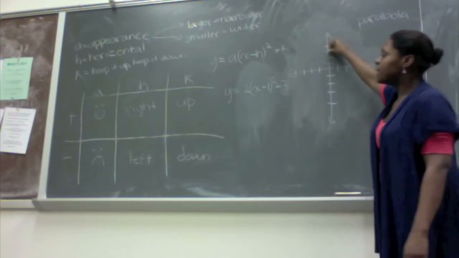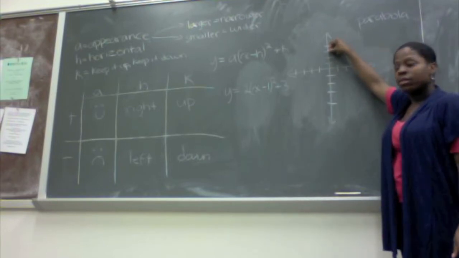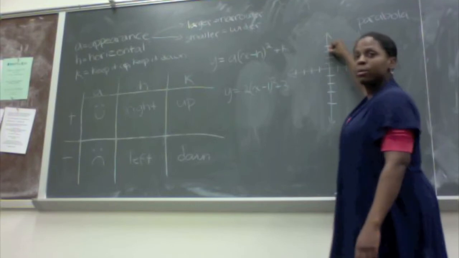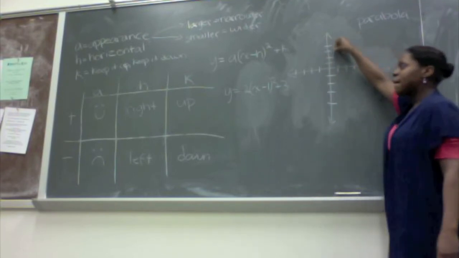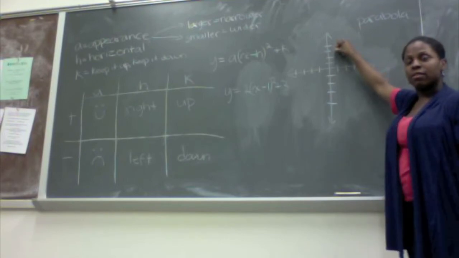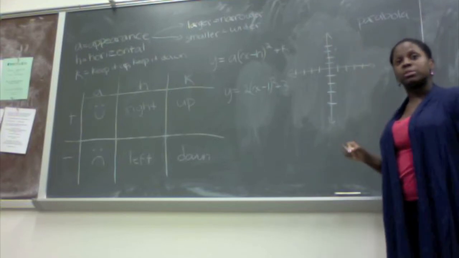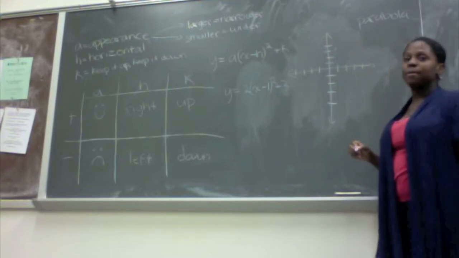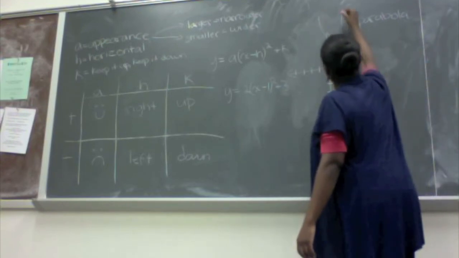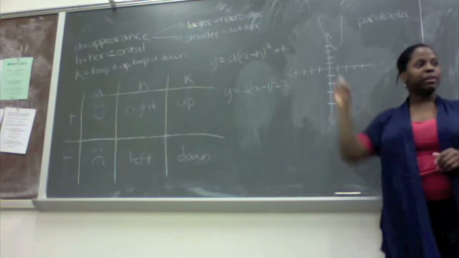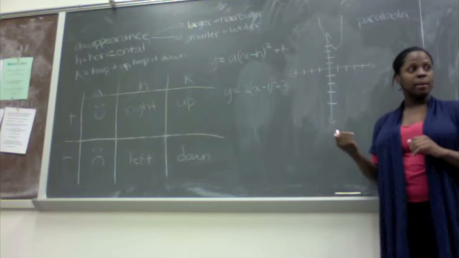So now you're here. So now let's go to h. Is h positive or negative? Positive. Good. So which way would I go? Right 1. Good. So we're here now. So a is positive or negative? Positive. Good. Is it larger than 1 or smaller than 1? Larger than 1. So what does that mean? It's going to be narrow. Good. So it's going to kind of look like that. Excuse my poor drawing, but you understand the gist. Okay. Anyone have any questions?